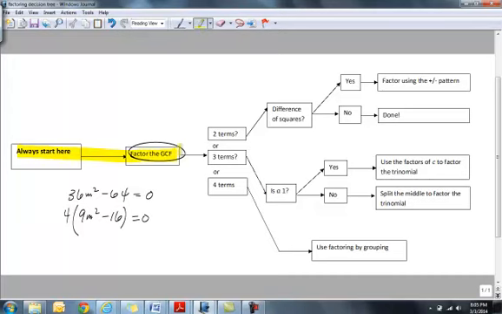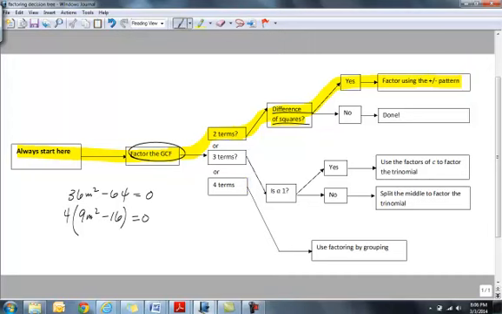Okay, so we start here, factor the GCF. 2, 3, or 4 terms. Well, there's 2 terms in there. Now let's decide if it's the difference of squares. So remember, difference of squares means subtraction, which we have, and it means the subtraction of 2 perfect squares. Well, 9m squared and 16 are both perfect squares, so I would say yes, this is definitely the difference of squares. So we'll factor with the plus minus pattern.